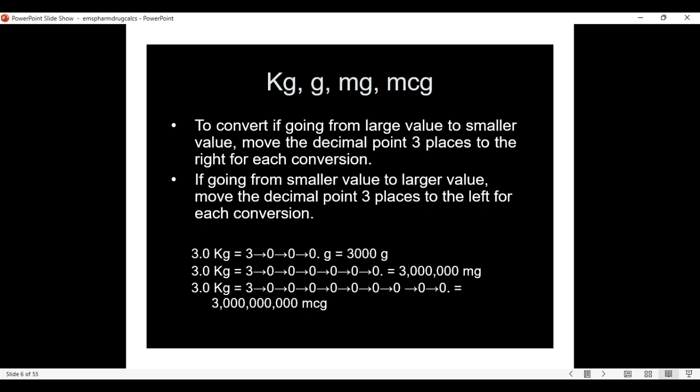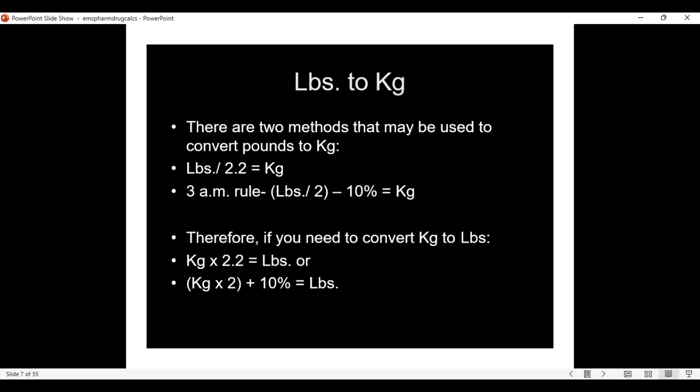Now to go from kilograms to milligrams, that's 2 conversions. So we'd have to move it over 6 spots. So we're talking about 3 million milligrams in 3 kilograms. Now the same conversion for micrograms, that's 3 conversions. We have to go to grams, we have to go to milligrams, and then micrograms. So we're going to have to move that over 9 places, which would be 3 billion micrograms in 3 kilograms.